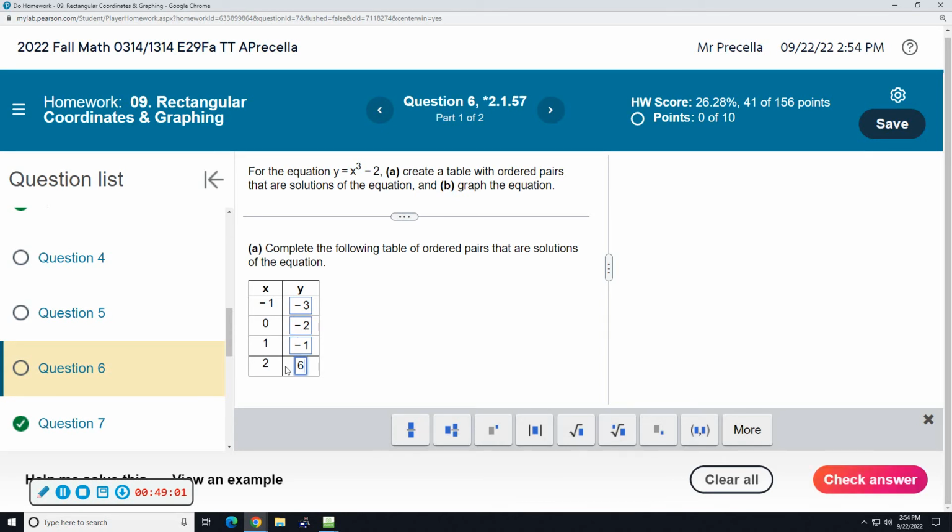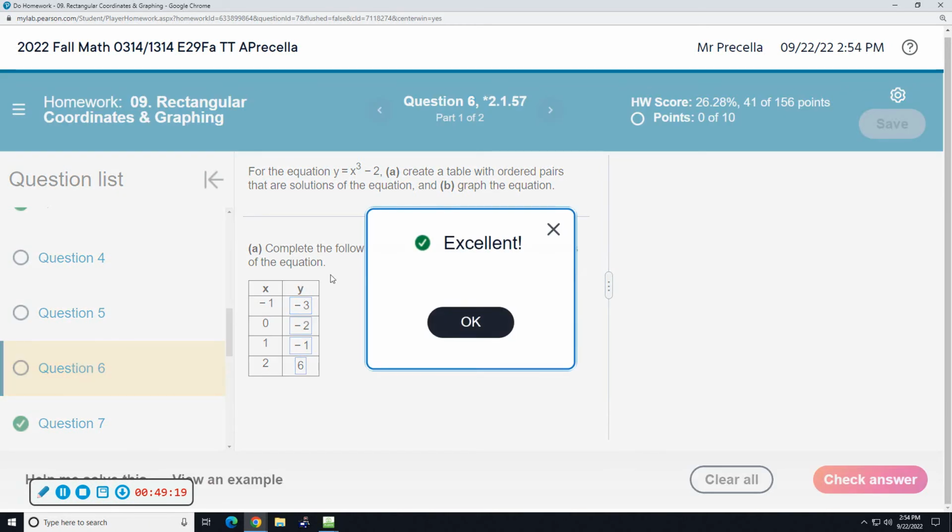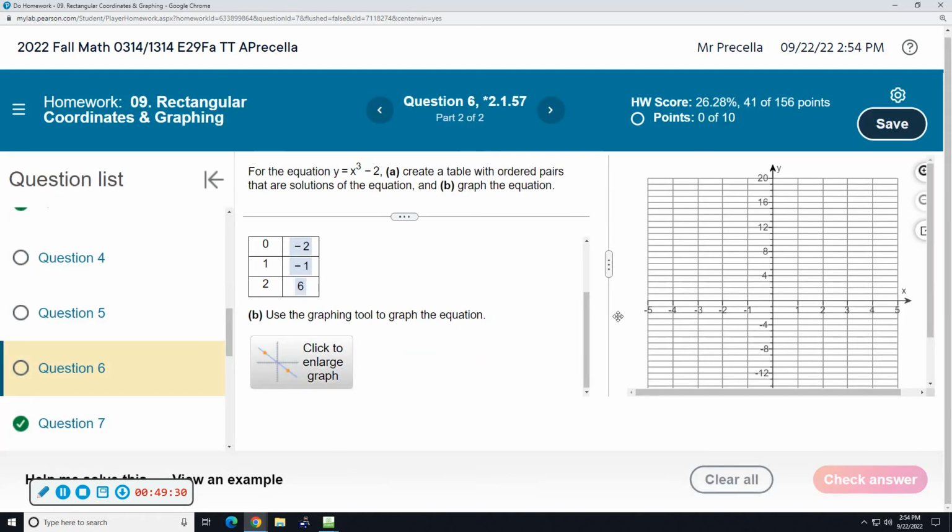Imagine plugging in a 10 for x. That would be 1,000 minus 2. So when you're out 10 units on the right side, you're up almost 1,000 units. This is going to be an extremely steep graph on the sides, on the edges. That's what's unique about these cubics. Eventually the edges are going to be extremely steep, as those x values increase in magnitude, the y values, oh, look at that.